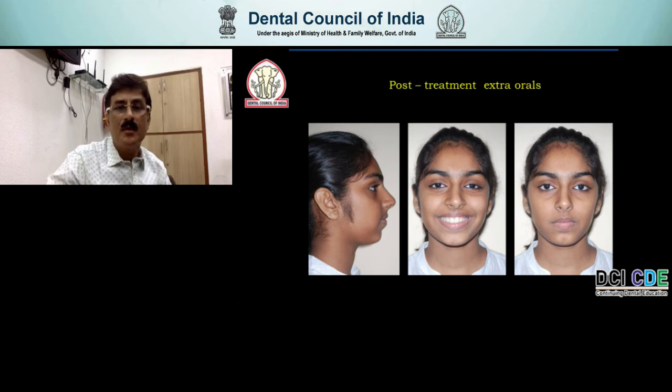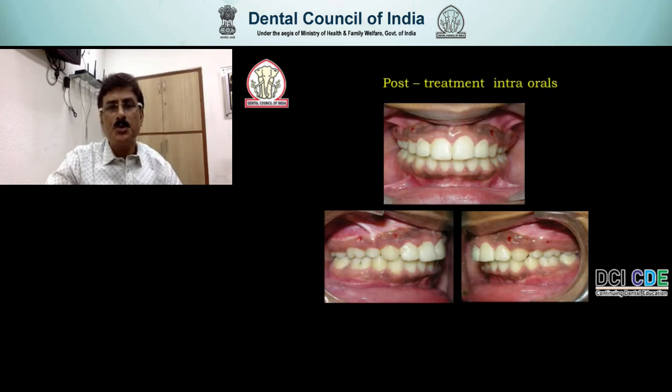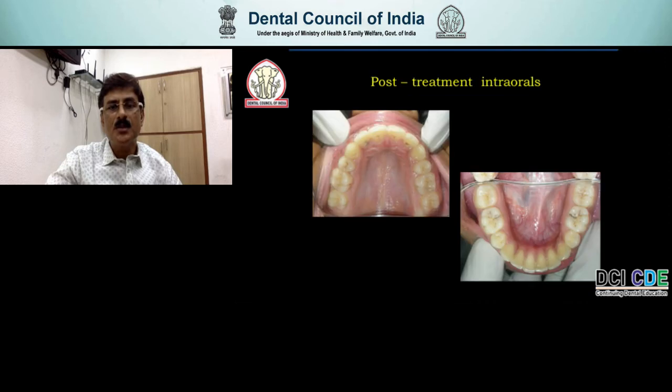That's the front face smiling with no gumminess, and a balanced and harmonious front face with no lip strain. That's the post-occlusion, molar and canine in class 1, and normal overjet and overbite. That's the occlusal pictures.